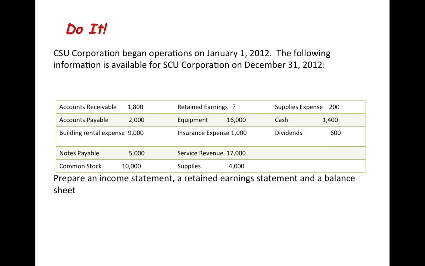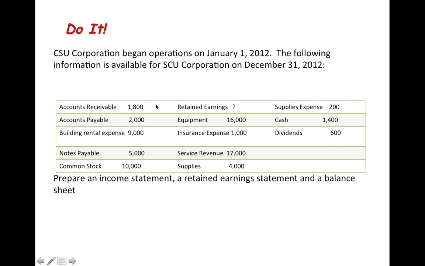We're going to do this problem. It says SCU Corporation began operations on January 1, 2012. The following information is available for SCU Corporation on December 31. I think I need to change that, don't I? December 31, 2012. Sorry, those should be the same.